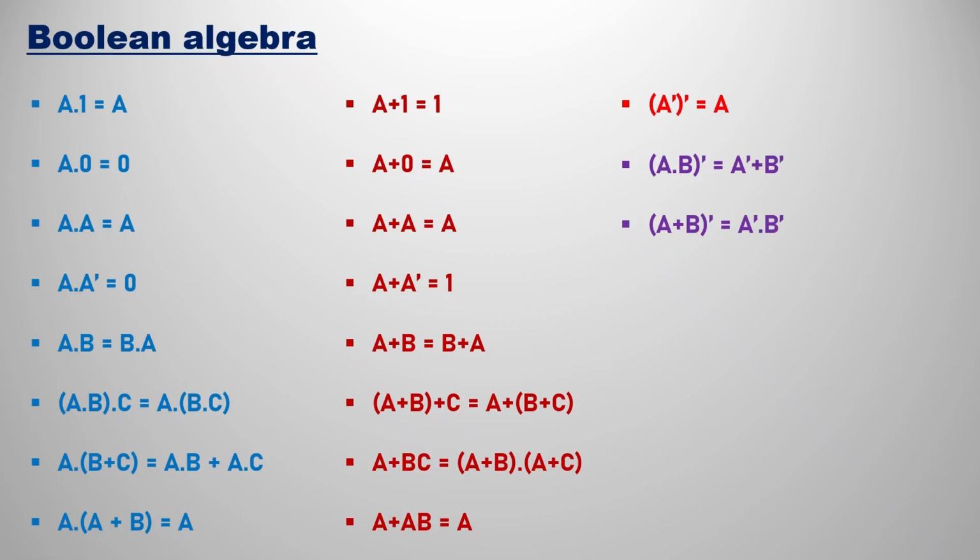This is the overall overview of all the expressions that we have seen in Boolean algebra. The last two, highlighted in purple color, are known as De Morgan's law applications, or De Morgan's law formulas. So let's begin.